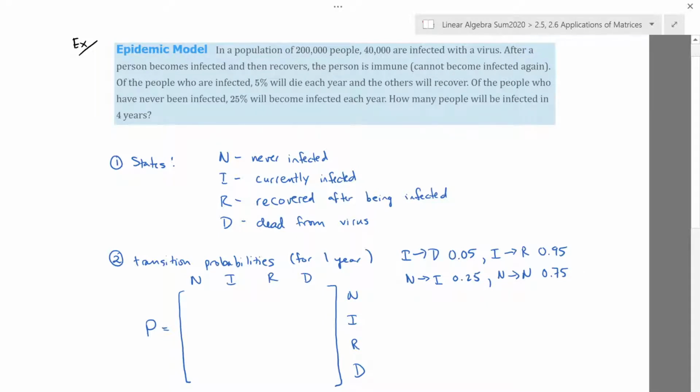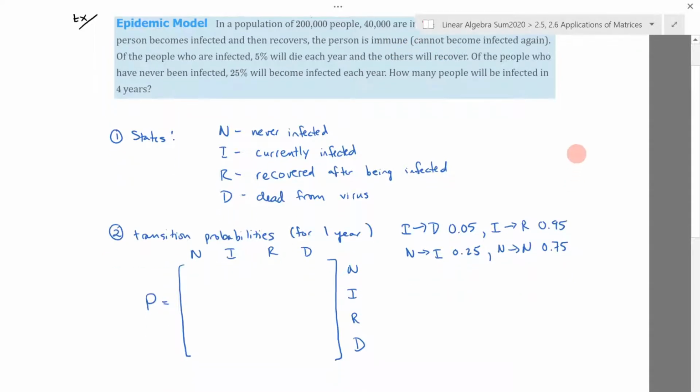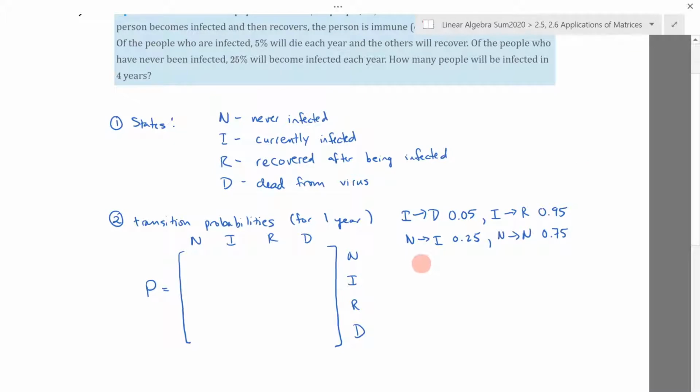Okay, and then what if you have recovered or have died? If you are already recovered, then you're immune, so you cannot be infected again. So if you're recovered, then you should always stay recovered. That means that if you're recovered, you're certain to stay recovered, so that probability is equal to 1. And if you're dead, you're certainly going to stay dead. So the probability of staying dead is also equal to 1.